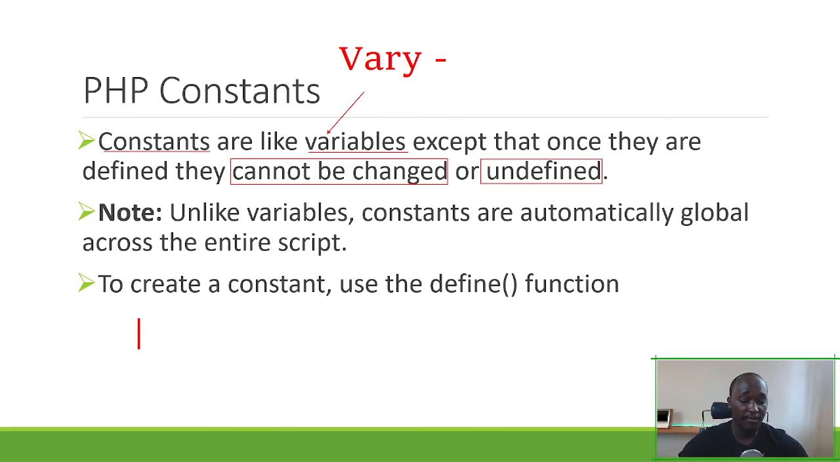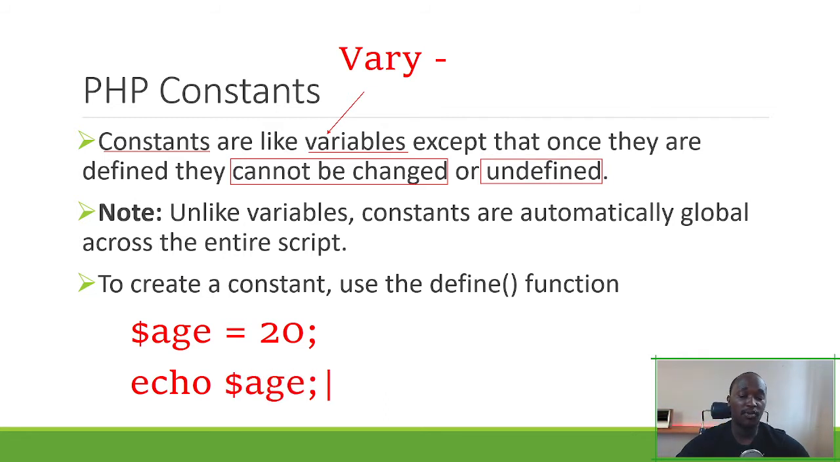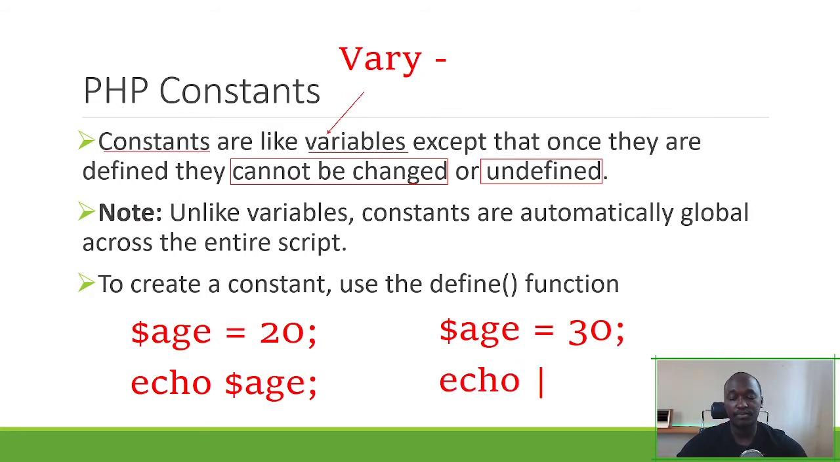If you have a variable like age and you assign it 20, you can echo age and it will output 20. On the other hand, on the lower lines, you can change that value to something else. You can assign age to 30, and if you echo age, then the output is going to be 30. So that's why it's called a variable, because it can vary, it can change.